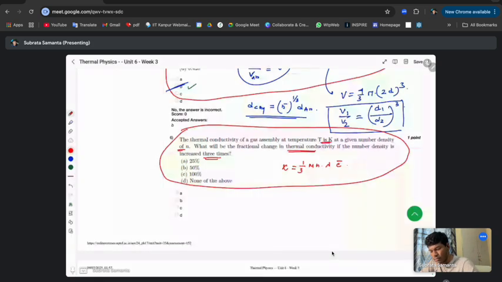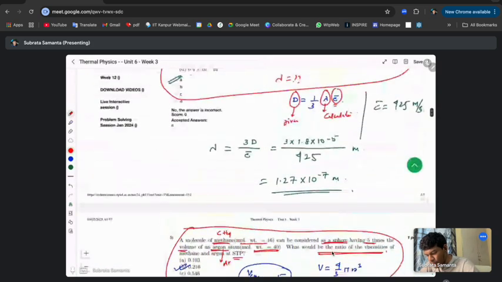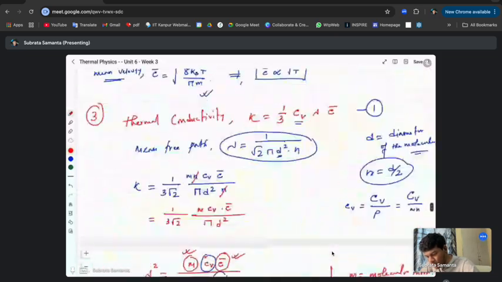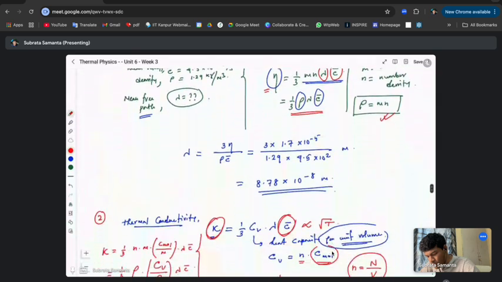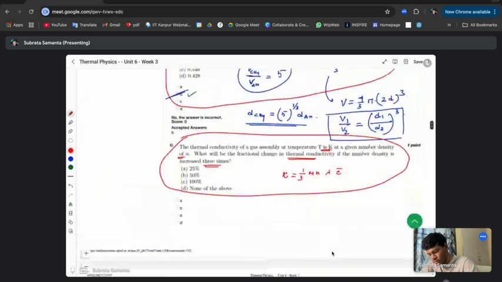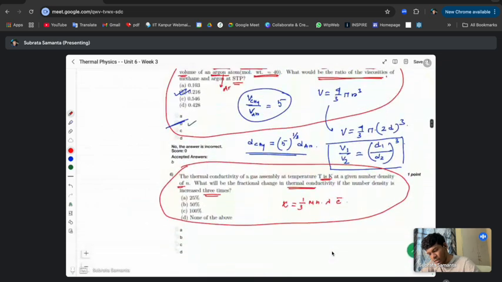Okay, so let's check. The expression of the thermal conductivity, yes, is 1 over 3 capital CV lambda C average. So let's write in this form: 1 over 3 capital CV lambda C average.